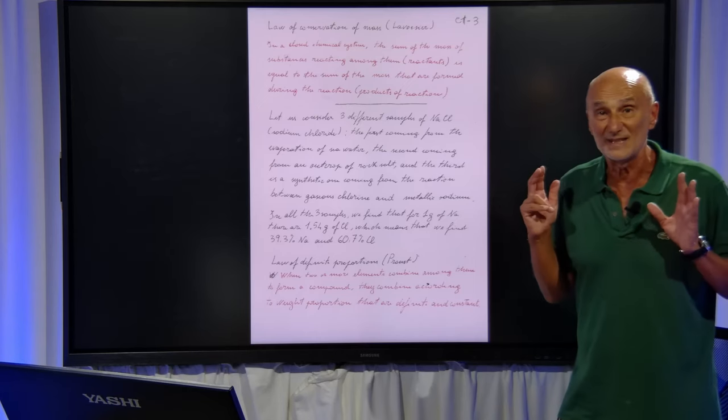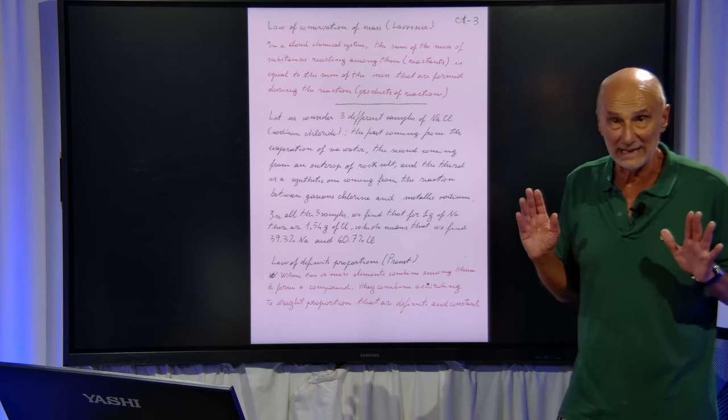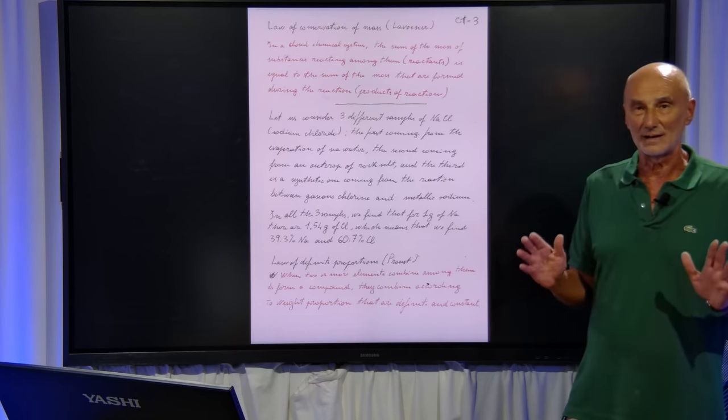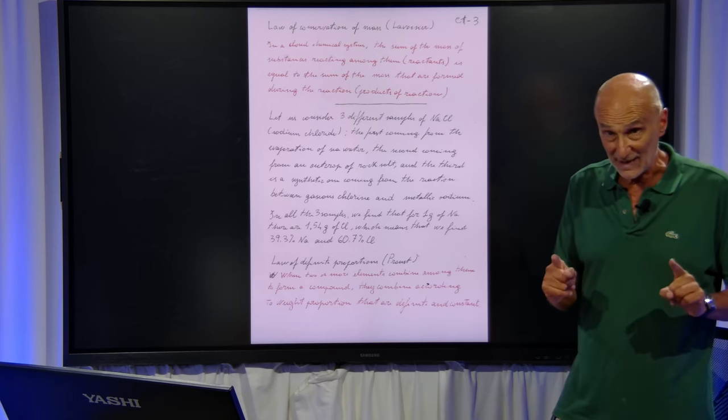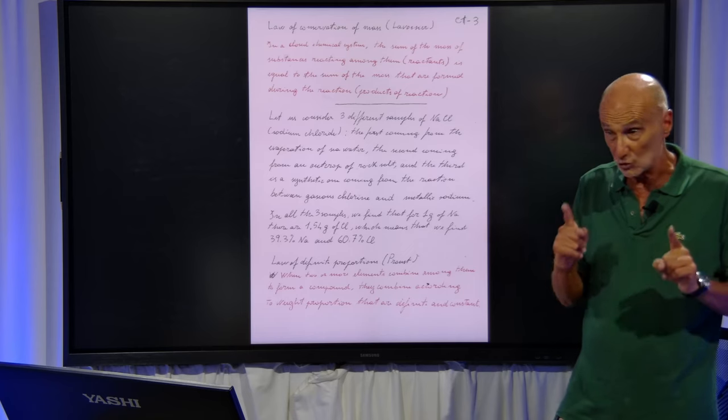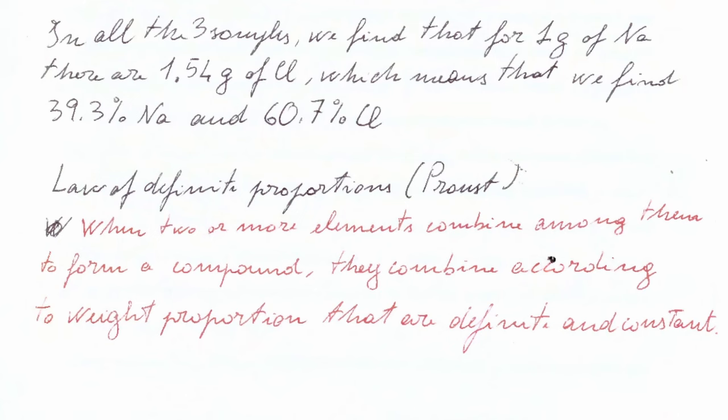If these three different samples of sodium chloride are chemically analyzed, the results of the chemical analysis in all three cases give this result. The result is that for 1 gram of sodium, there are always bound 1.54 grams of chlorine, which in terms of percentage, we can say that in 100 grams of sodium chloride, there are 39.3 grams of sodium and 60.7 grams of chlorine.